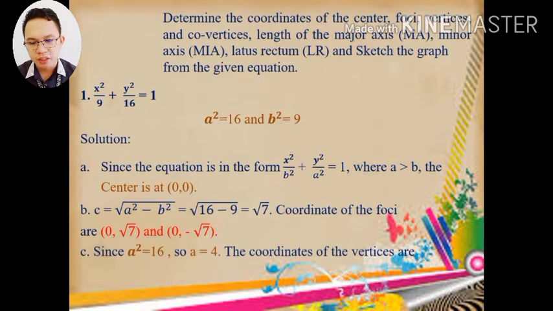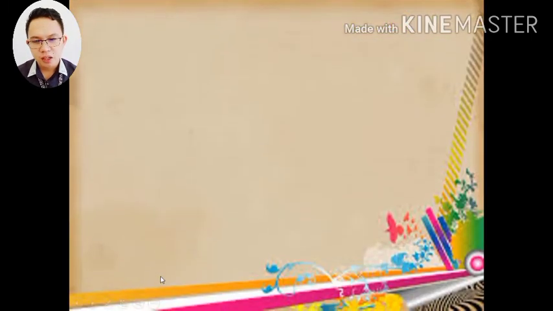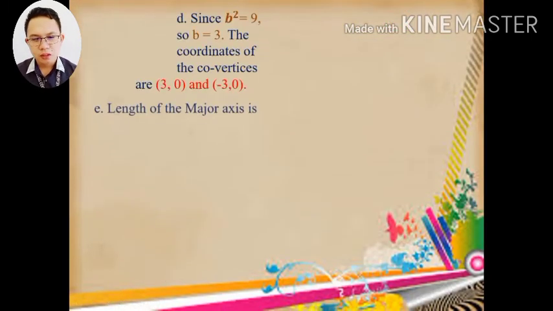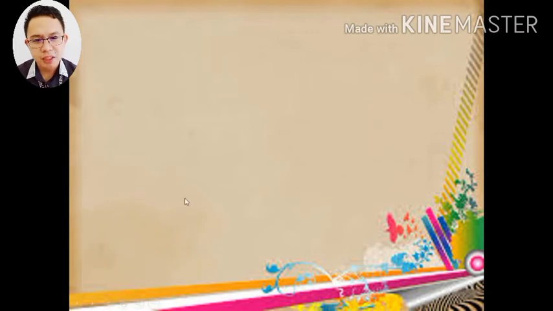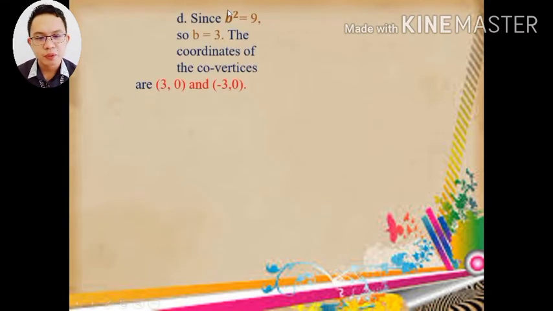To find the value of A, madali lang yun. Since A squared is 16, so A is equal to 4. The coordinates of the vertices are 0, 4 and 0, negative 4. Saan nakaposition si foci, doon din nakaposition si vertex. How about B? Since B squared is equal to 9, so B is equal to 3. The coordinates of the co-vertices are 3, 0 and negative 3, 0.